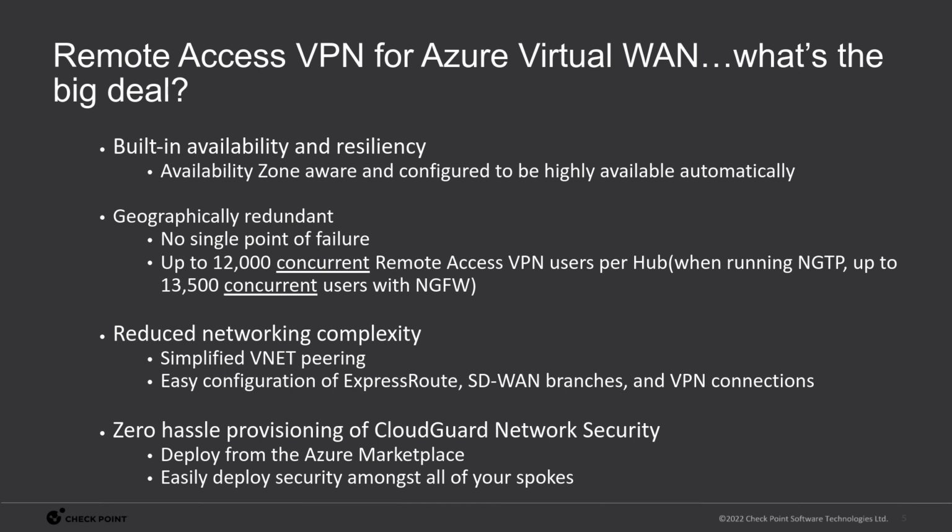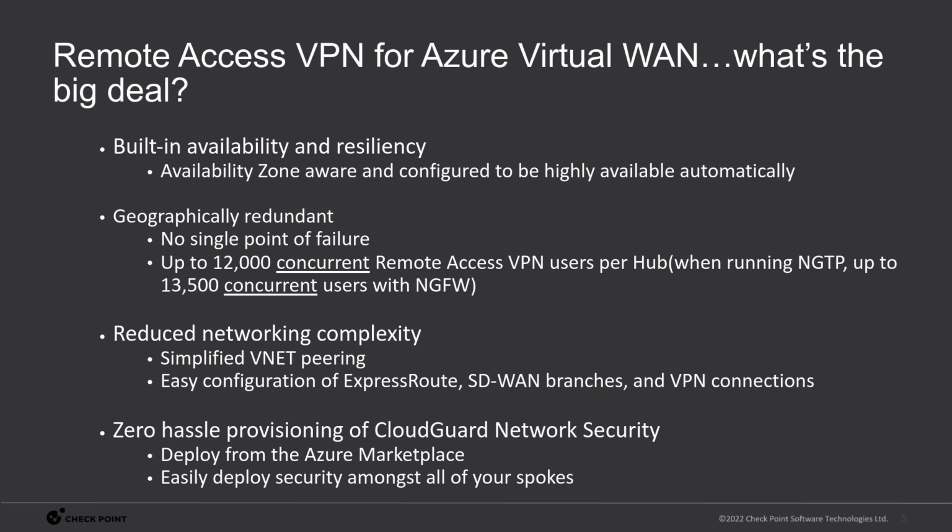So what's the big deal? Why are we here? Why are we talking about this? Why do we want you to know about this integration and specifically remote access VPN? The built-in availability and resiliency that the virtual WAN architecture provides, the simplicity it provides for networking, connectivity, et cetera, for all of your different connections into the hub. It reduces the manual effort you had to do in the past. In regards to the VPN piece, you can quickly create a no single point of failure architecture.